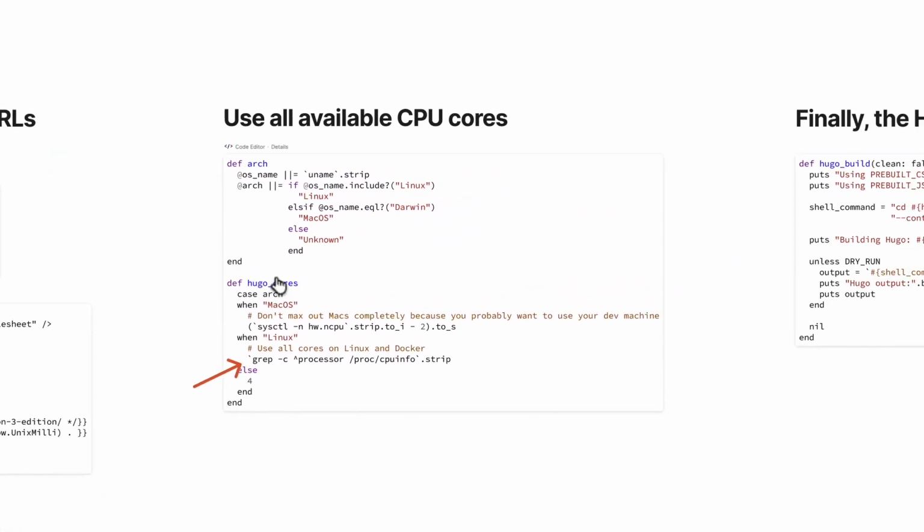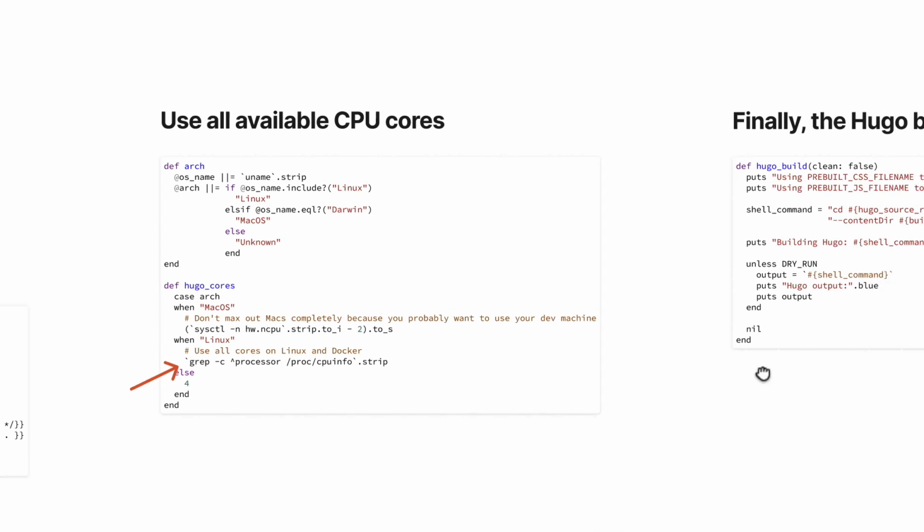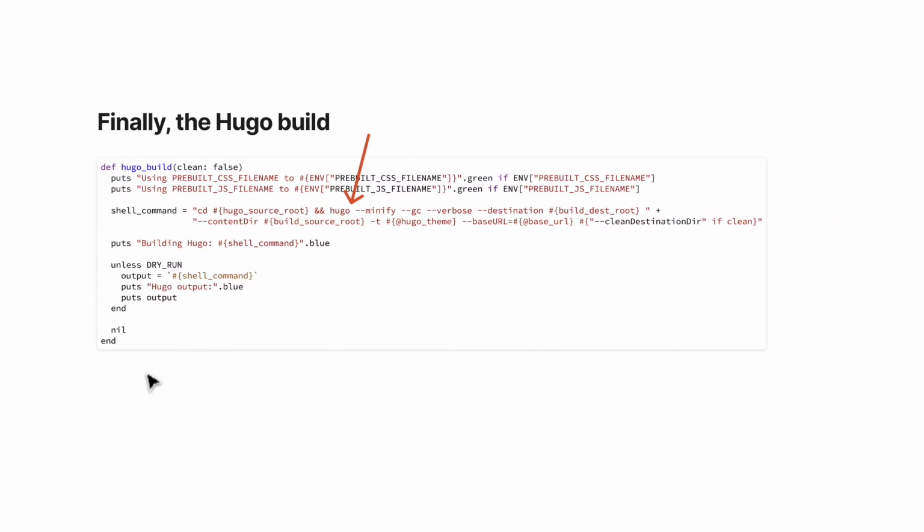We want to use all the available cores on this Docker container, so our CLI tool detects the number of cores and then sets it accordingly. And then, of course, here's the Hugo production command. So you can see the shell command getting passed in here with the minify flag, and then all the familiar flags that you could pass into a Hugo build.